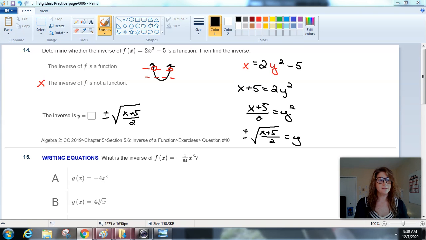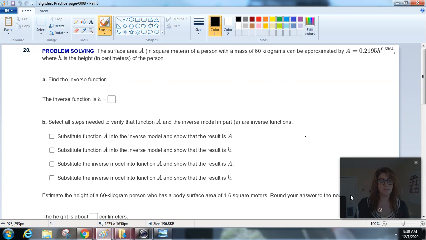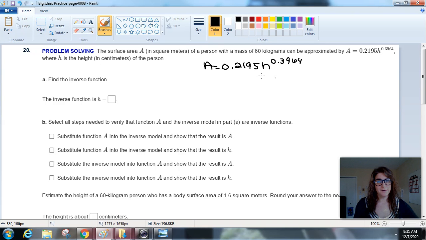Okay. And then the very last question was, again, another word problem. It was number 20, the very last question in the problem. So again, we're going to take our given function. Don't let these decimals scare you. You know how to work with values. You're going to divide first. Again, we want to get h by itself. So you're going to have a over this whole big thing.